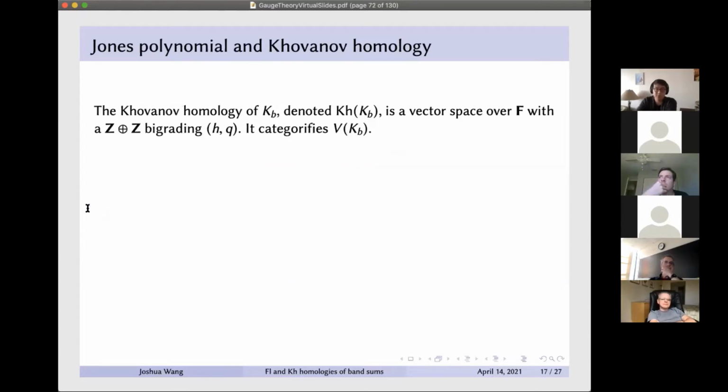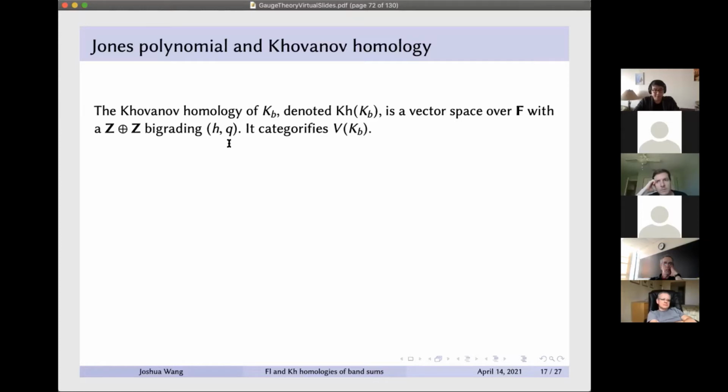Okay, so Khovanov homology, introduced by Khovanov, categorifies the Jones polynomial, and I'll take it to be a vector space over the field with 2 elements. And it comes with 2 gradings, denoted h and q. And if you fix the q grading and take the alternating sum of dimensions in h grading, you obtain the coefficients of the Jones polynomial. And it's also a functorial invariant.